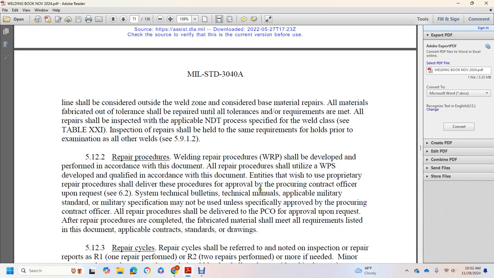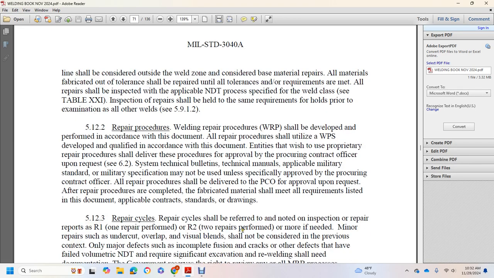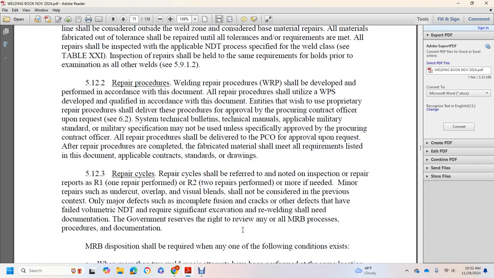Technical bulletins, technical manuals, applicable military standards, and military specifications may not be used unless specifically approved by the procuring contract officer. The repair procedure is delivered to the procuring contract officer for approval upon request after the repair procedure is completed. Fabricated material shall meet the requirements listed in the document, applicable contract standards, and drawings. Repair cycles should refer to the notes of the inspection or repair reports. R1, one repair performed. R2, two repairs performed, or more if needed.